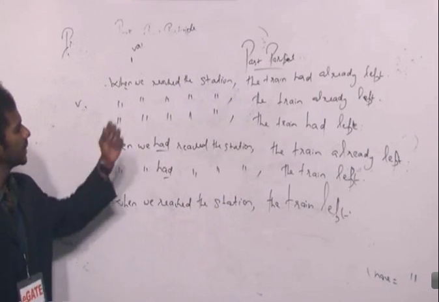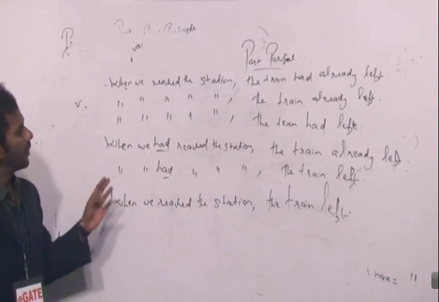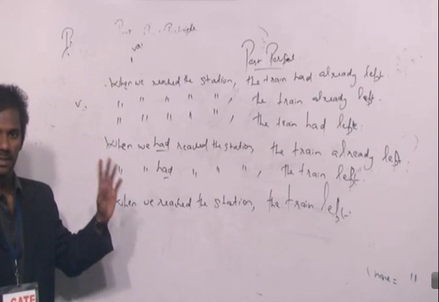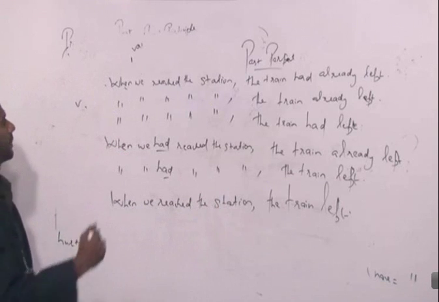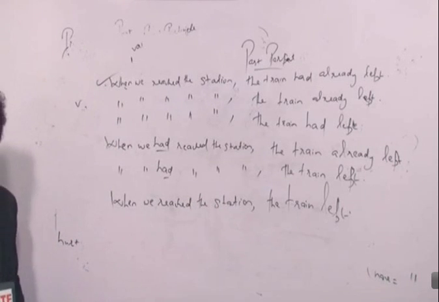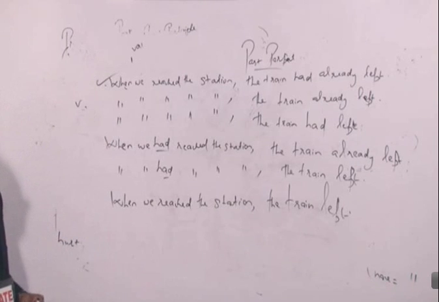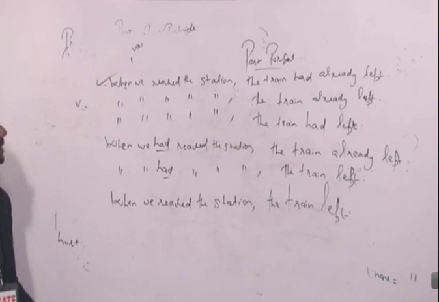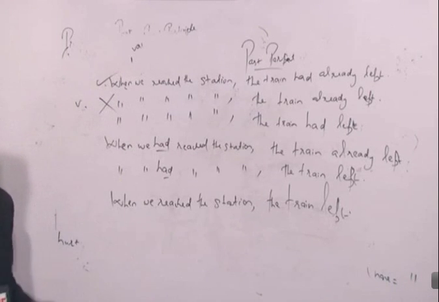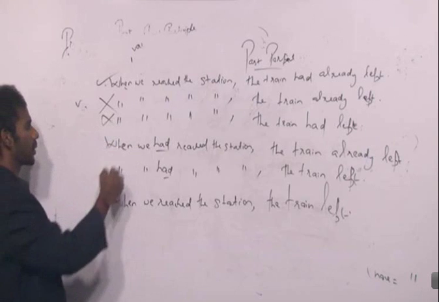Clear? Come to the first one. When we reached the station, the train had already left. This sentence is grammatically correct. I'll tell you why. Second sentence. When we reached the station, the train already left. This is incorrect. Third one. When we reached the station, the train had left. This is also incorrect.